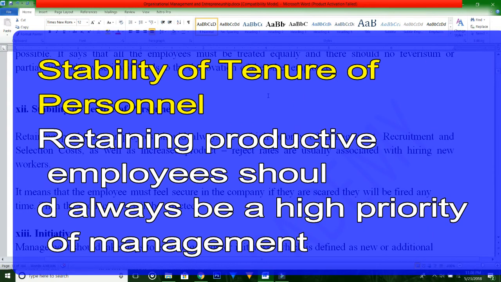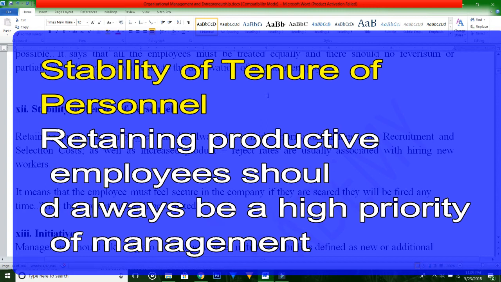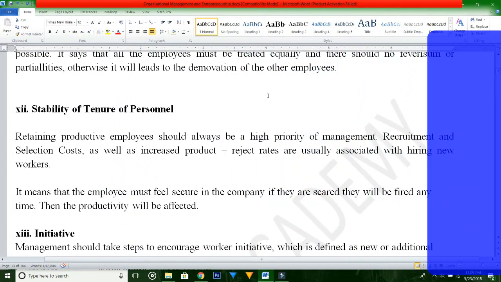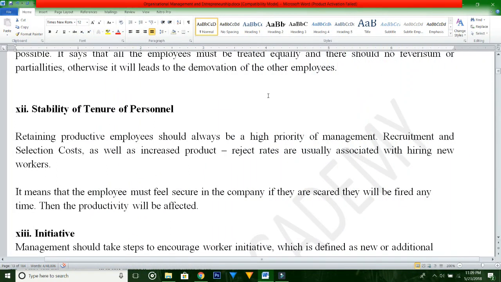Stability of tenure of personnel. Retaining production employees should always be a high priority of management. Recruitment and selection costs, as well as an increased product reject ratio, are usually associated with hiring new workers. It means that employees must feel secure in the company. If they are scared they will be fired any time, then productivity will be affected.